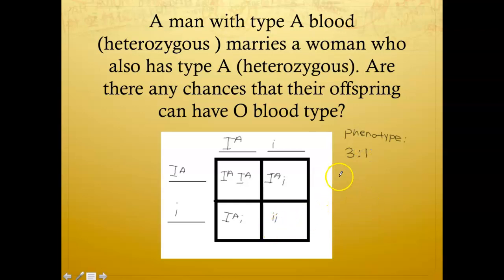Now, as far as the genotypic ratio goes, that's going to be different because this is not exactly the same thing as this, even though they have the same expression. You have 2 squares right here with heterozygous type A. These 2 are the same thing. 1 square here that is homozygous dominant type A, and 1 square that is homozygous recessive.